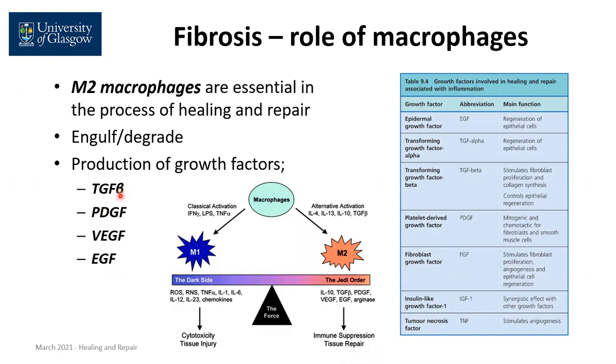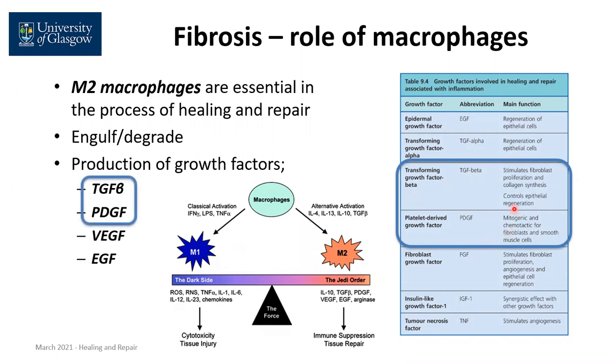These are 4 good examples of growth factors that are produced by macrophages and M2 macrophages. So you have TGF beta, PDGF, VEGF, and EGF. And these are also listed here on the right-hand side. The 2 that we're most interested in, in the context of fibrosis, are TGF, the transforming growth factor, and PDGF, the platelet-derived growth factor.